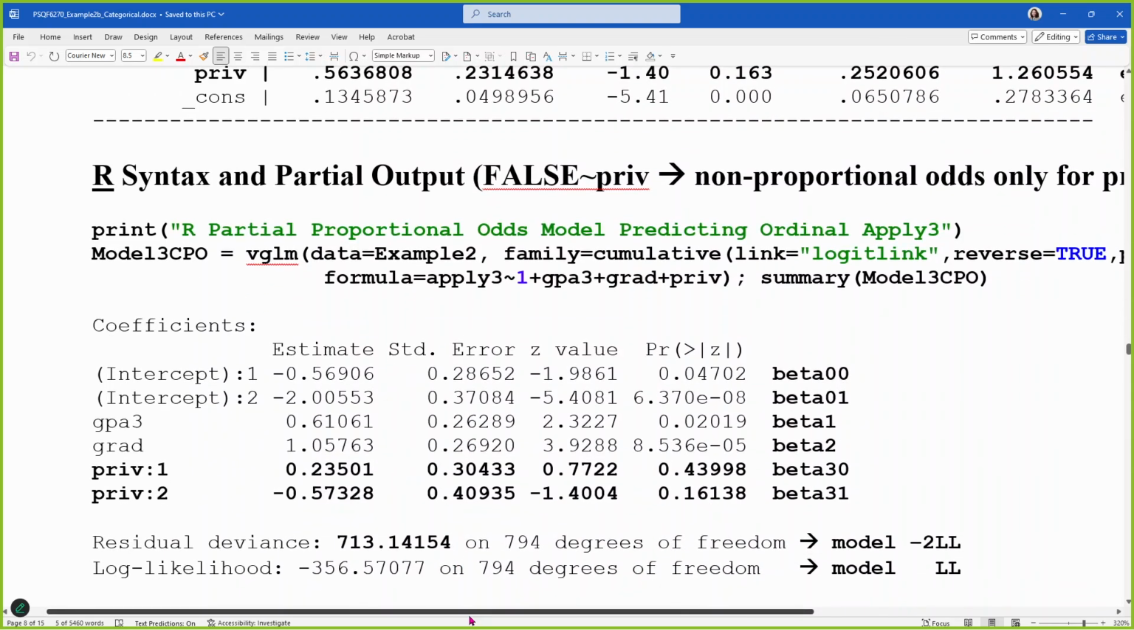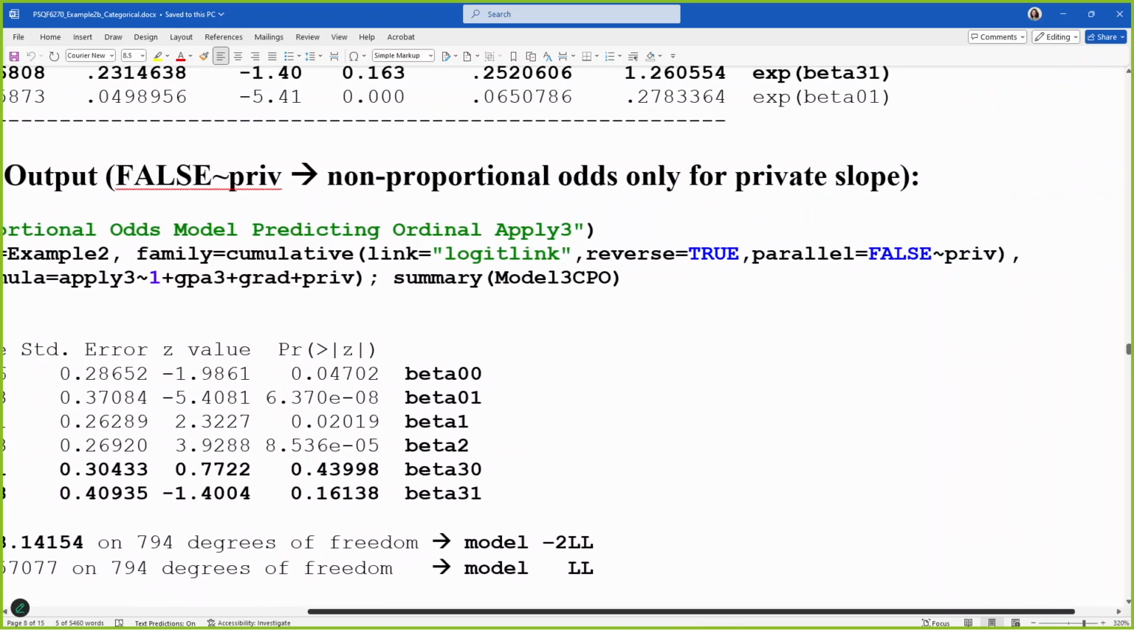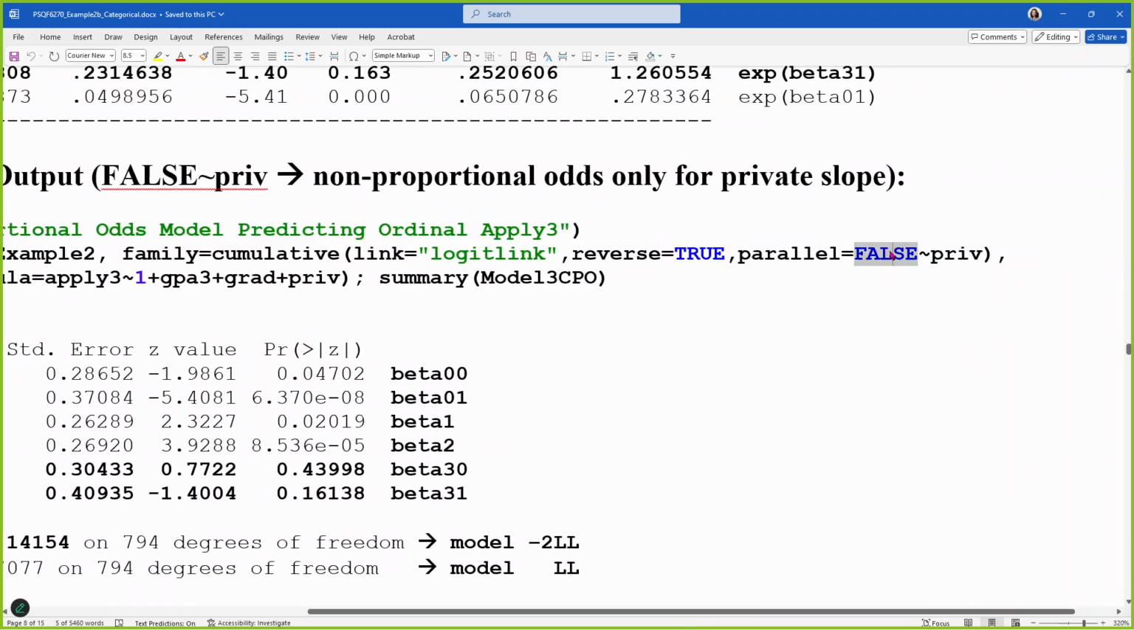So in R, how to do a hybrid model is you tell it parallel equals false-ish, then you add a squiggle, and you write out the variables for which you want parallel equals false, meaning let their slopes be different. Last time I didn't have this part on there, and it made them all different. Just by listing this one, it's only going to make that one different.